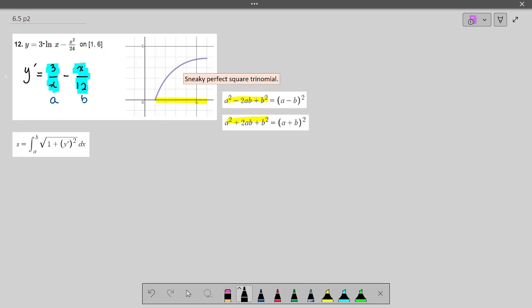So the 3 over x, you got that from the derivative of the natural log. Yep, so it's 3 multiplied by the derivative of natural log of x, and the derivative of natural log of x is 1 over x. Okay. And the integral of 1 over x is natural log of x. Natural log of absolute value of x.